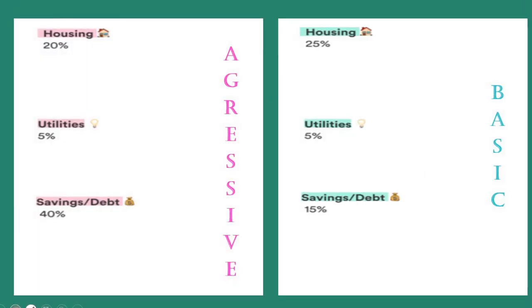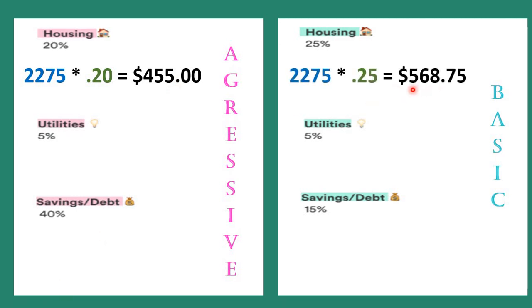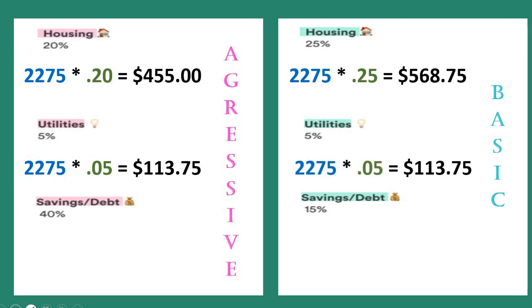So now let's make a side-by-side comparison with the numbers that we just got for each of those three categories. For housing, if I'm being aggressive, I'm only going to set aside $455 per month. Where if I'm going basic, I'm willing to spend a little bit more on housing. Okay? Utilities, what did we discover? It's exactly the same amount. There was no change in that percentage for utilities, whether we were going aggressive or basic.